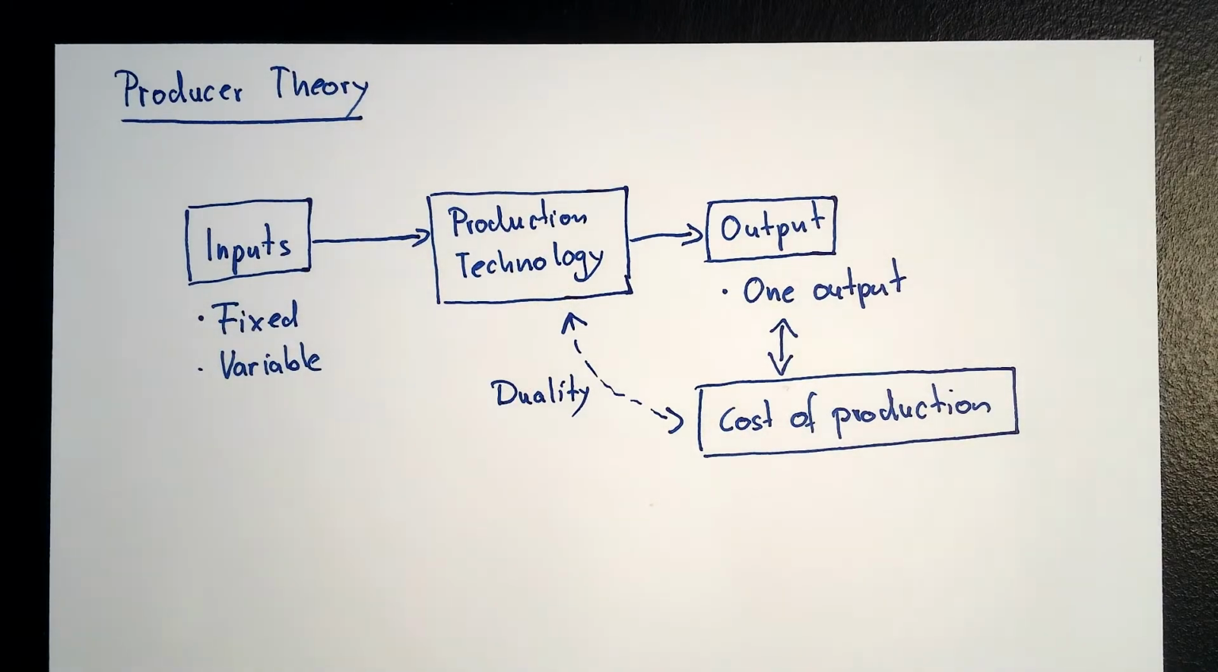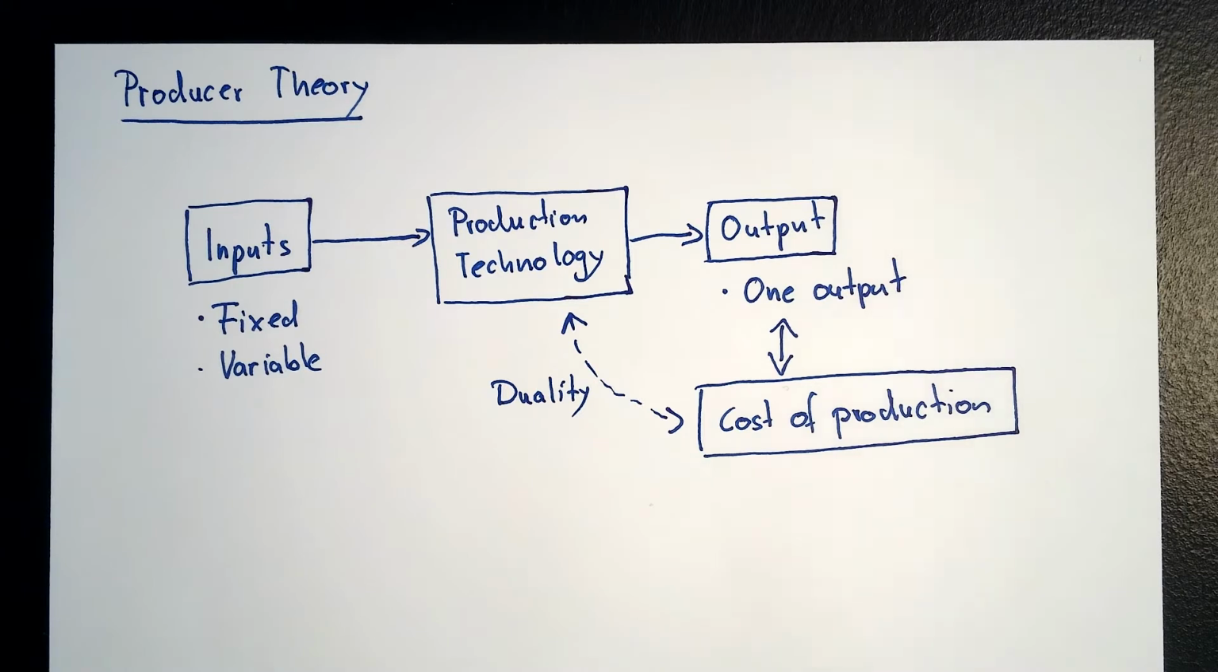The topic of this video is producer theory. Whereas the goal of consumer theory was to derive the consumer's demand function for a good, producer theory has the goal of deriving the supply function for a good. To determine the supply function for a firm, we have to proceed in two steps.